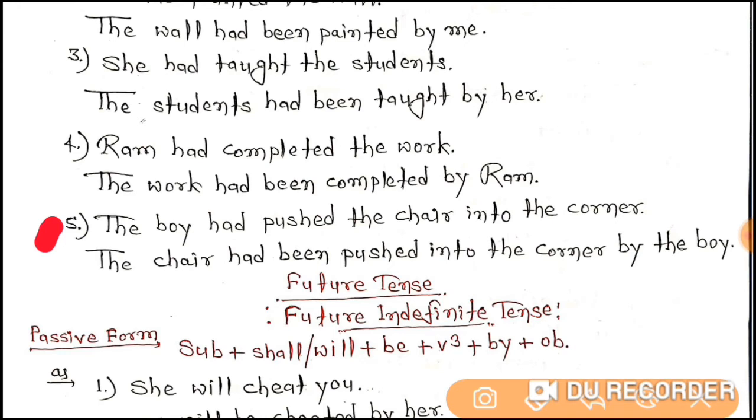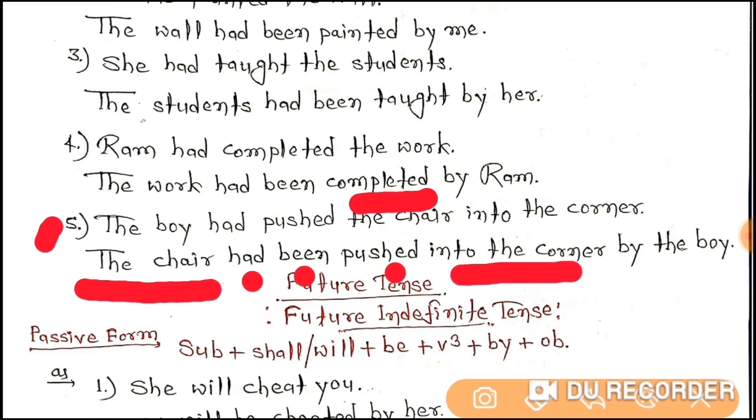Okay, now let's understand the fifth example, that is the boy had pushed the chair into the corner. So the boy had pushed what? So your answer is the chair. So I have just made the chair the subject of passive voice, and then after that I have used what? Had, then been, then pushed as V3, and then the rest of the sentence, into the corner, and then by the boy. You can also use by the boy first and into the corner last.